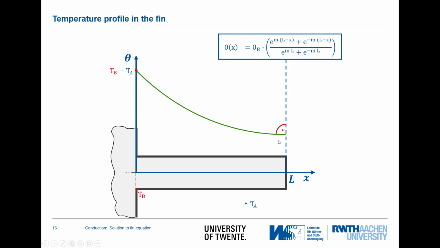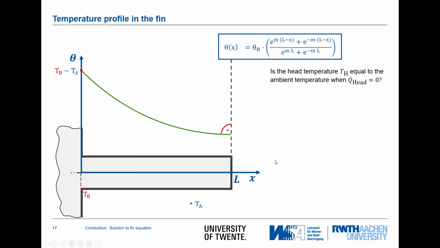Now the question is, do we reach the ambient temperature here on the top, for which we assume that there is no heat flux? Let's use the equation to answer that question. Is the head temperature T_H equal to the ambient temperature when the heat loss at the head is equal to 0? We would imply that, because no heat loss means that there's no temperature difference. But the heat loss being equal to 0 can also mean that the area is just very small.